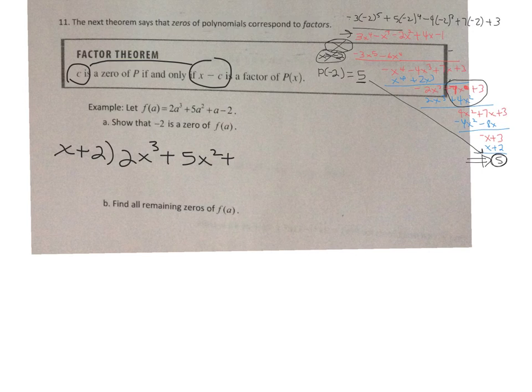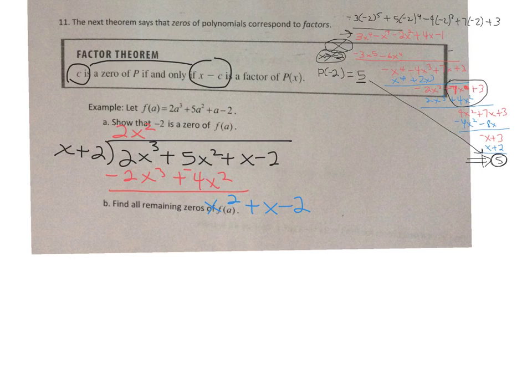So we're going to use long division, and you know how to use long division. 2x cubed divided by x is 2x squared. 2x squared times x is 2x cubed. 2x squared times 2 is positive 4x squared. Draw your line, change the signs, and you're left with x squared plus x minus 2.